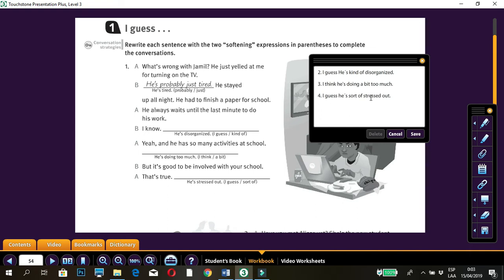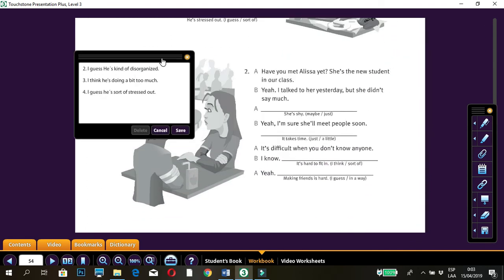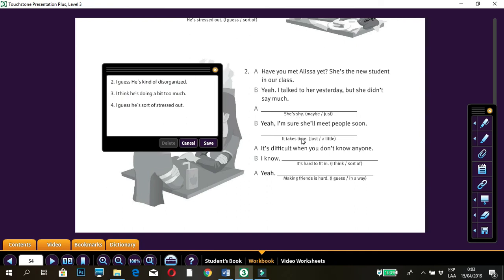Okay. Let's continue. Part 2. I'm going to call these 5, 6, 7, and 8. So let's continue with number 5. Okay. So number 5, I'm going to erase this. I'm going to continue with number 5.